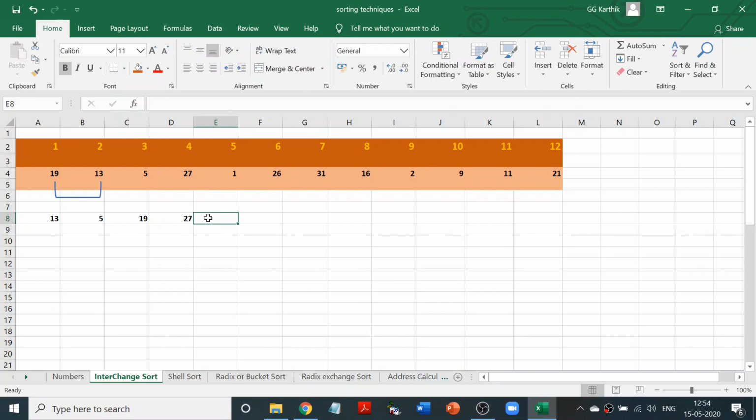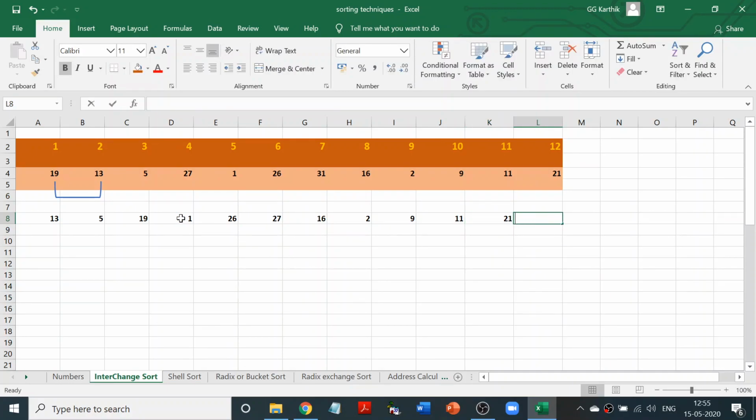Now 27 and 1, 1 then 27. 27 and 26, 26 then 27. Then 27 and 31, there is no change. 16 and 31, 16 is the smaller number, 31 is the bigger number. 31 and 2, 2 and then 31. 31 and 9, so it is going to be 9 and then 31. 31 and 11, 11 and 31. 31 and 21.